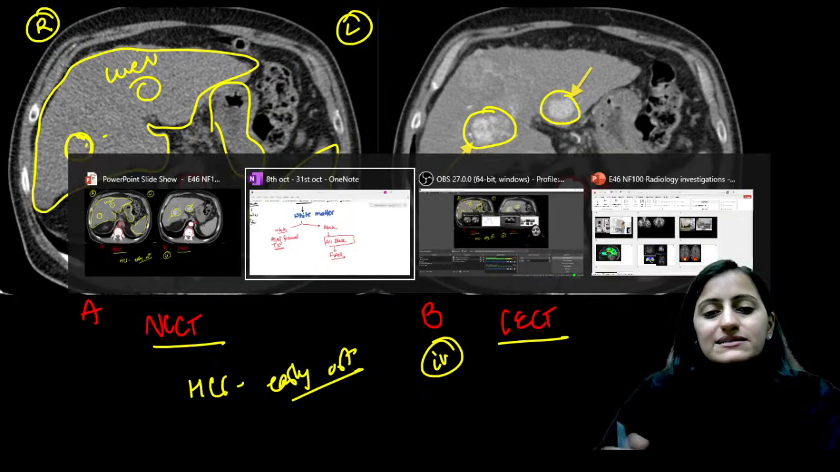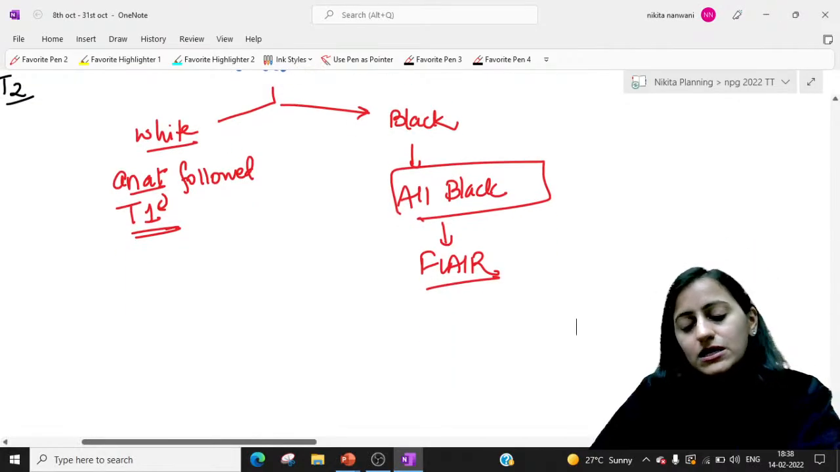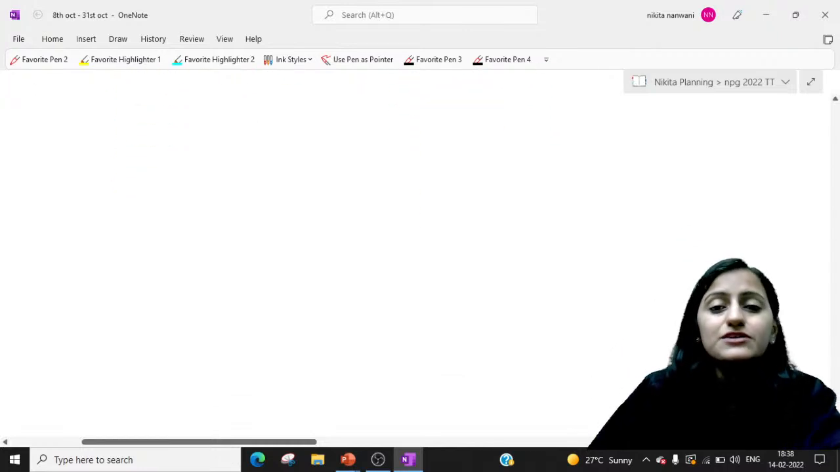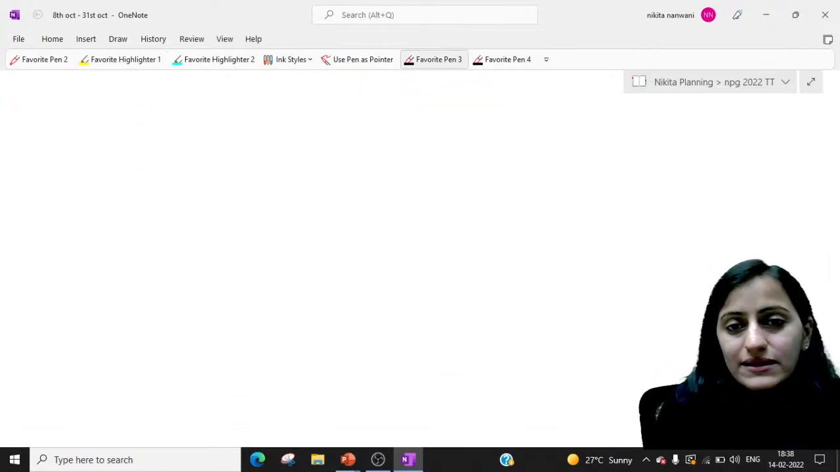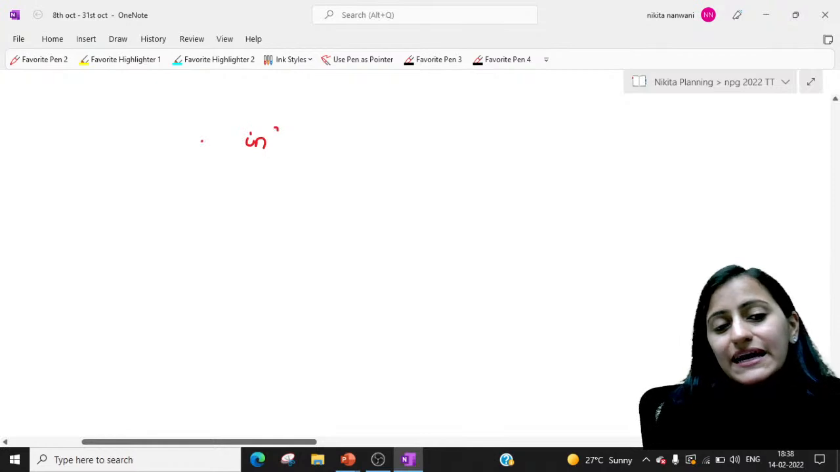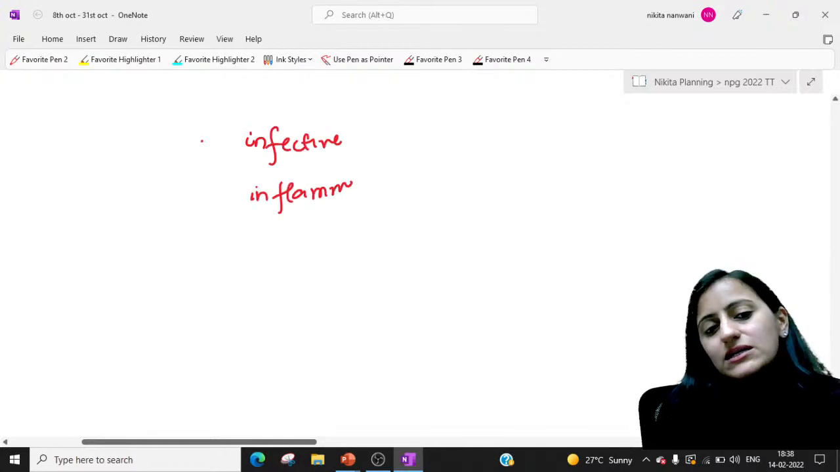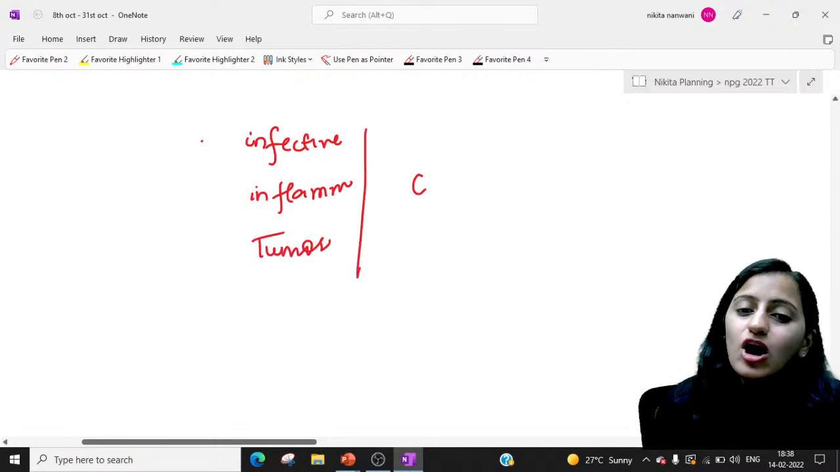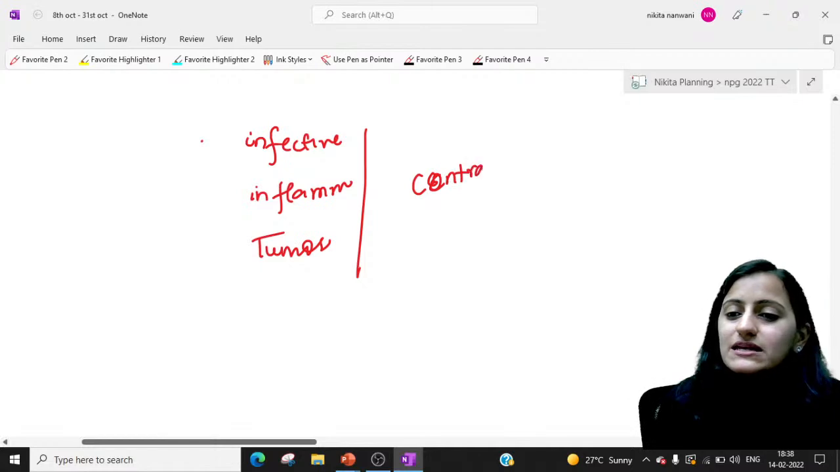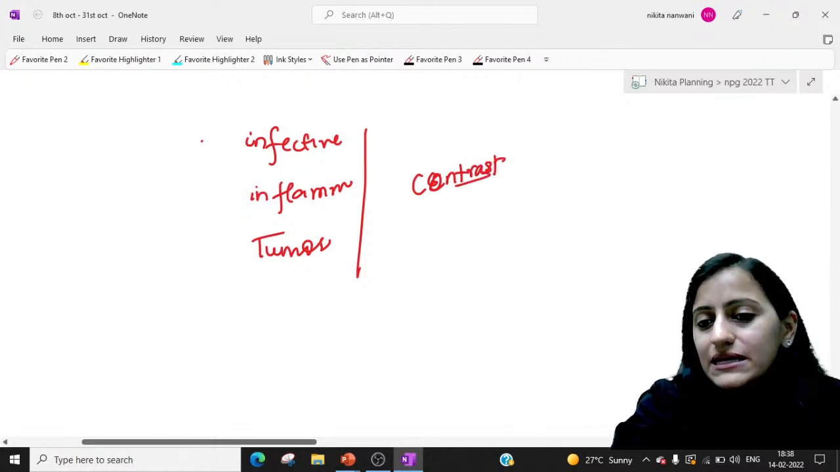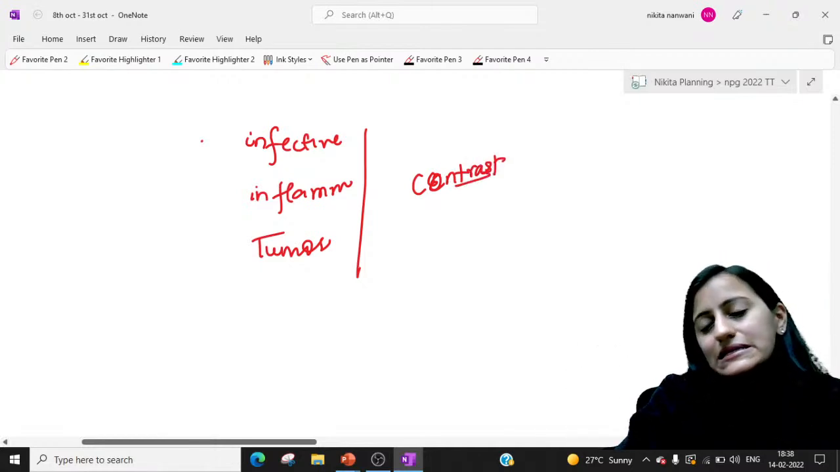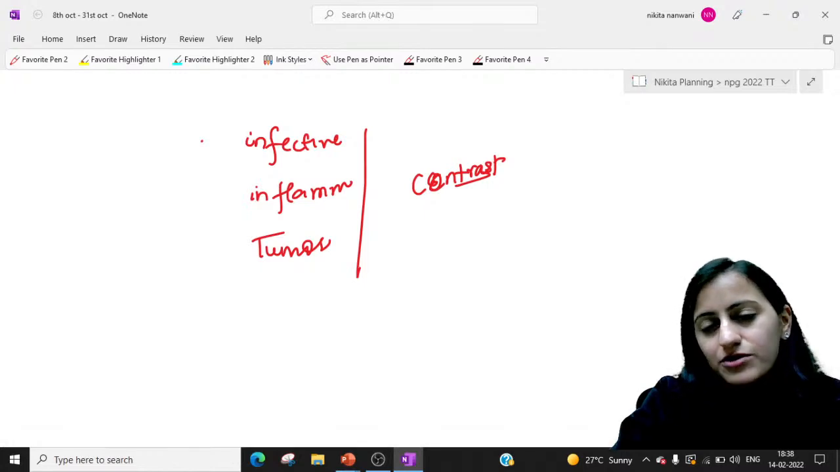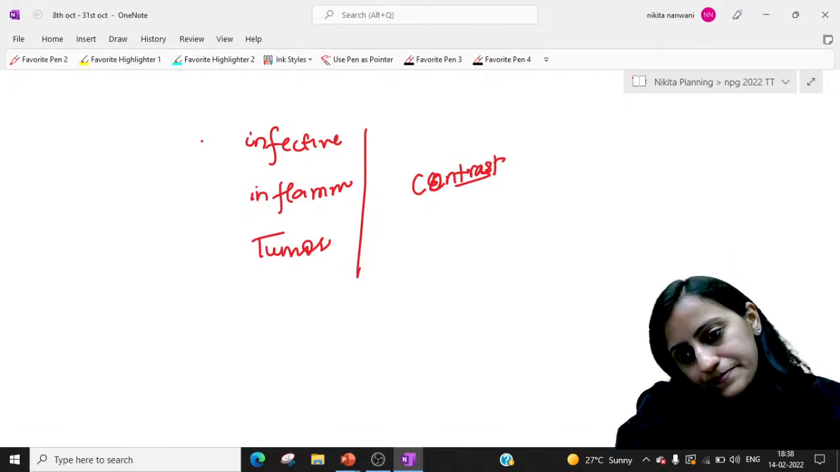What do I mean by a space occupying lesion? It could be a tumor, right? It could be an abscess. So whether the pathology is infective, inflammatory, or a tumor, a space occupying lesion, an abscess, a contrast scan is very, very important. Be it a contrast CT or be it a contrast MRI. The contrast scan is very, very important.